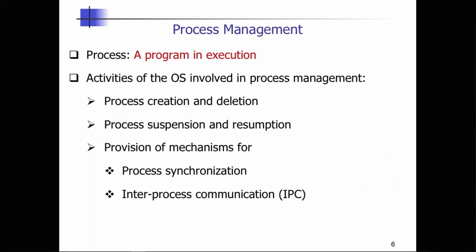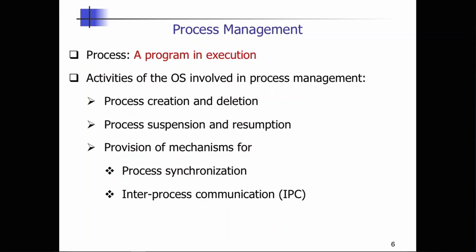So the first thing that we have over here is process management. What is a process? Well, a program is a passive entity, but when a program is getting executed, then it's an active entity, which is called a process. So the activities of the operating system involved in process management could be creating a process, deleting a process, suspending or resuming a process in case we have a page fault, for example.